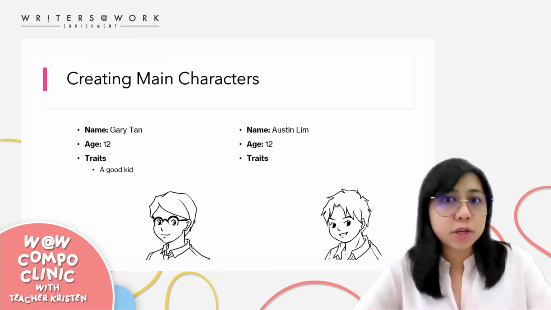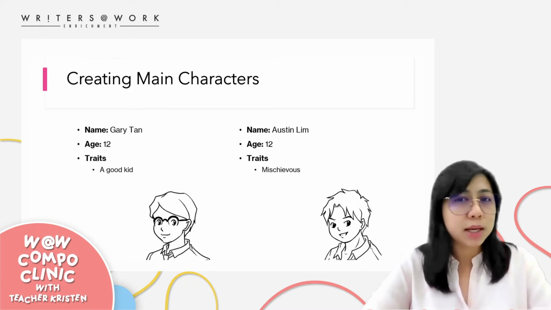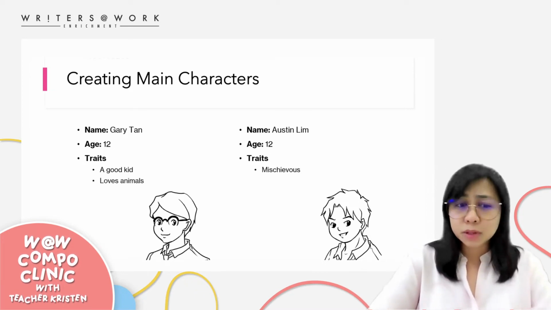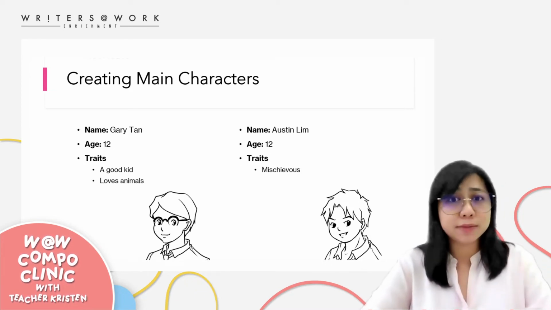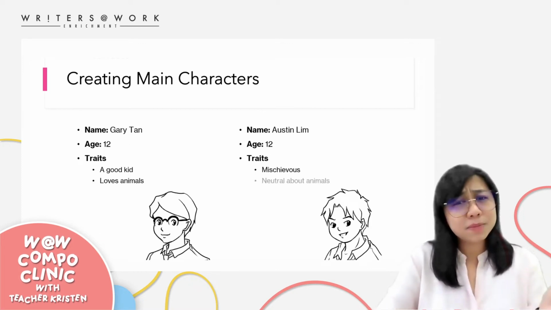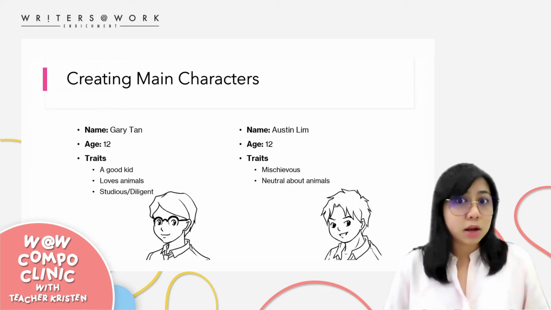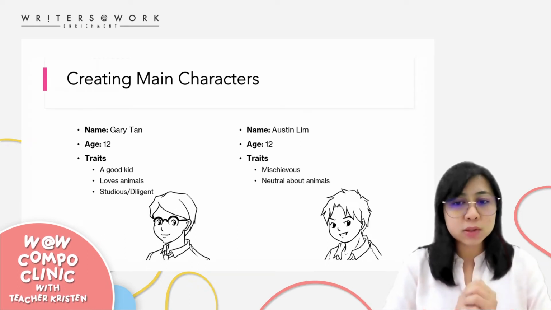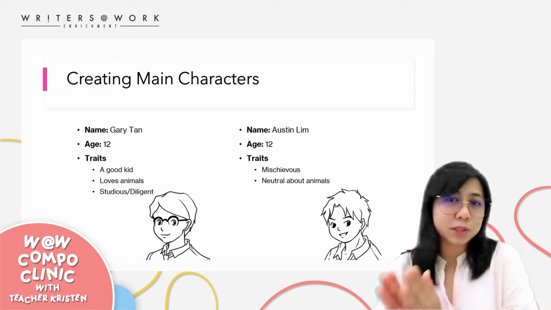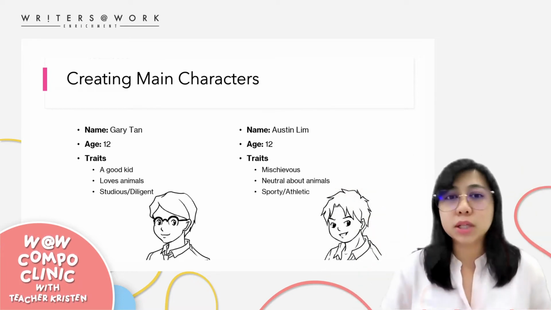Gary is a very good kid, and since I'm making opposites, Austin is going to be a little bit mischievous. Gary is the kid who really loves animals, while Austin is a little more neutral about animals. He doesn't hate them, but he doesn't go out of his way to pet a cat. Gary is studious and diligent, but Austin is a little bit of the opposite. He happens to be sporty and athletic. He really enjoys sports of all kinds.